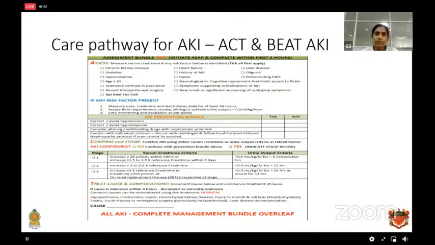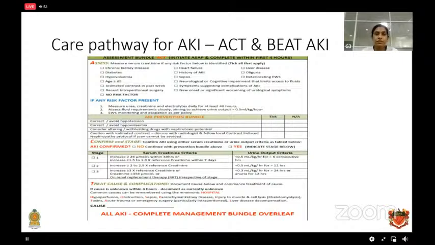Actually, if you Google, you can find various care pathways. So this is a care bundle. That means you are practicing various things as a bundle at the same time that will protect your kidney. So this is a summary of the whole AKI lecture.